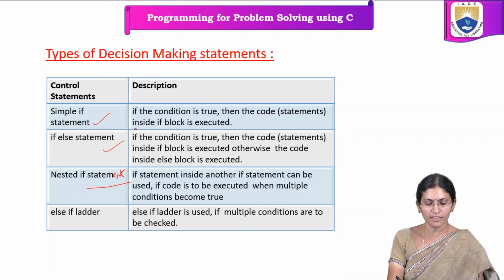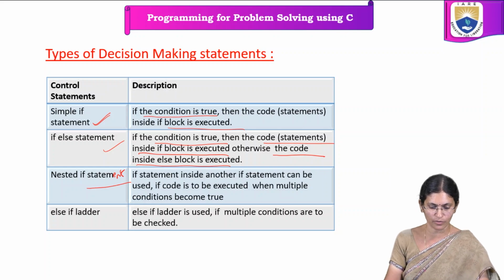In the simple if statement, we check only one condition, and if the condition evaluates to true, then the code inside the if block is executed. Then the if else statement is an extended version of the simple if statement, so the else part is also included here. If the condition is true, then the statements inside the if block are executed. Otherwise, the control is transferred to the else block, and the code written in the else block will be executed.